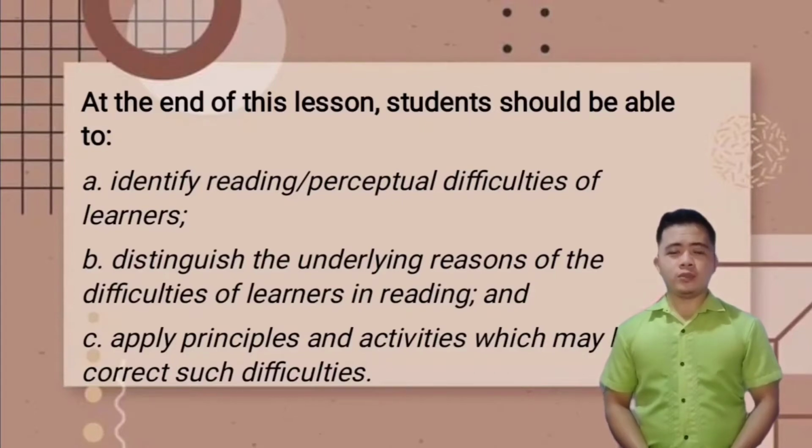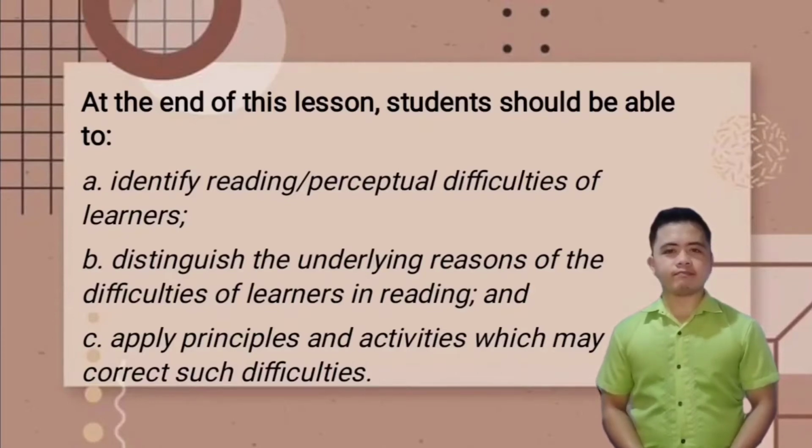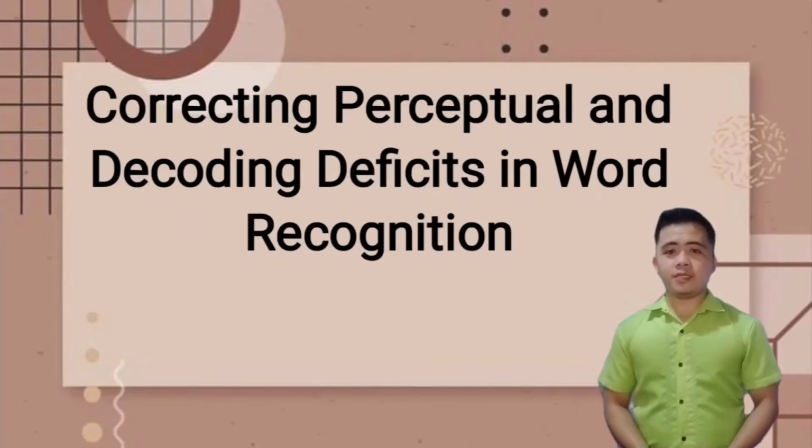At the end of this lesson, the students should be able to, first, identify reading perceptual difficulties of learners. Second, distinguish the underlying reasons of the difficulties of learners in reading. And number 3, apply principles and activities which may help correct such difficulties. Our first subtopic is about correcting perceptual and decoding deficits in word recognition.